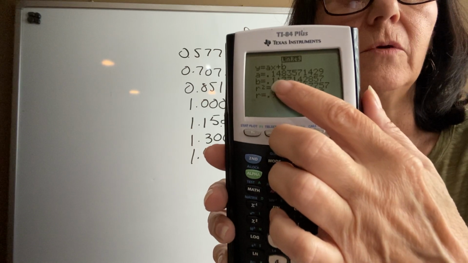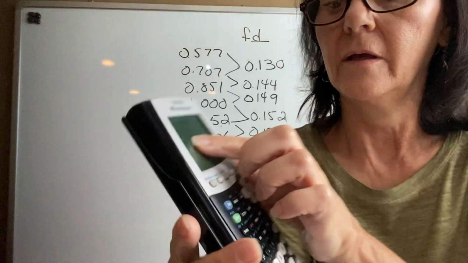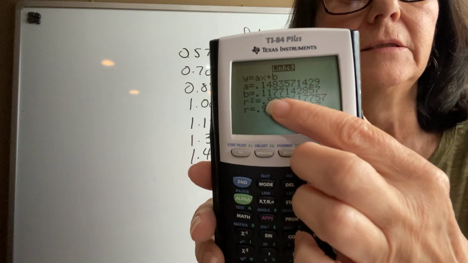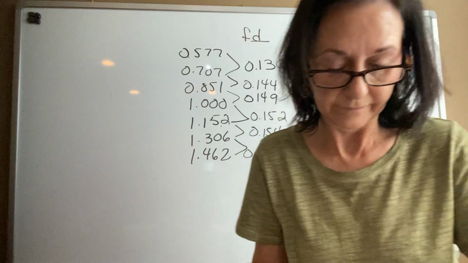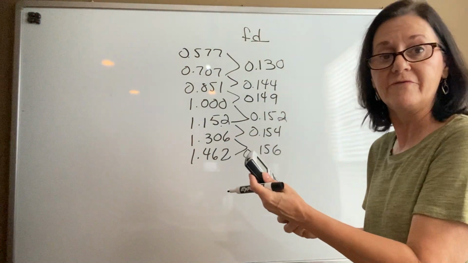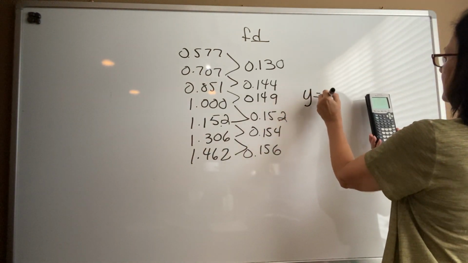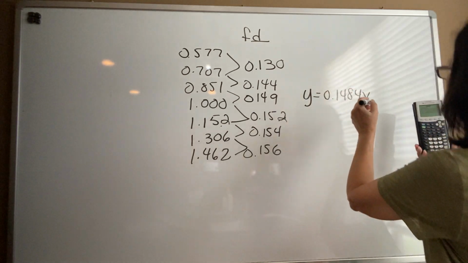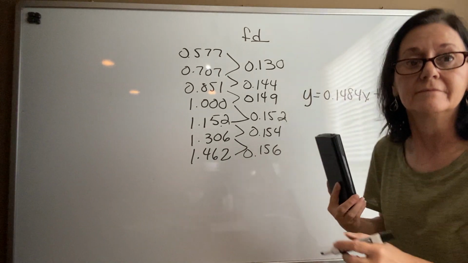So it's Y equals 0.1482, I'm reading this backwards, 0.1484 X plus 0.1177. That would be my linear model. I'm going to write that on the board. So the linear model of best fit is Y equals 0.1484x plus 0.1177. That's the model.